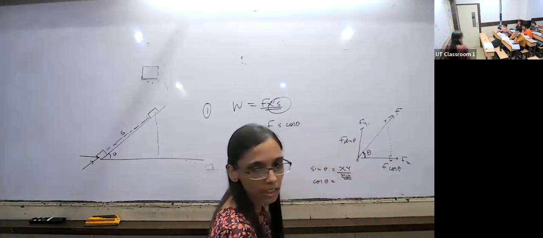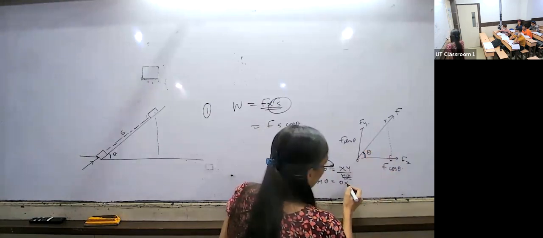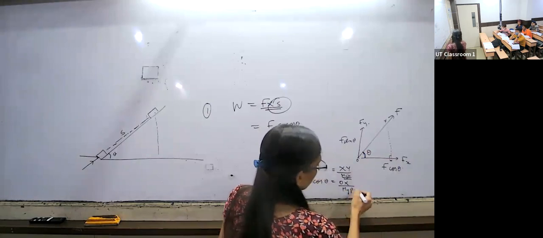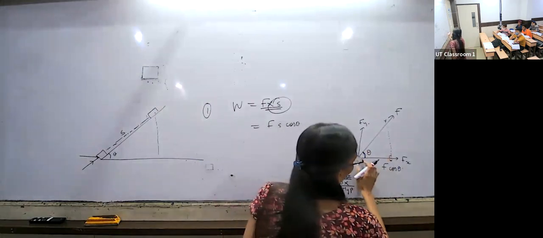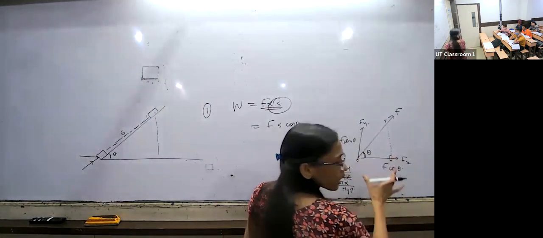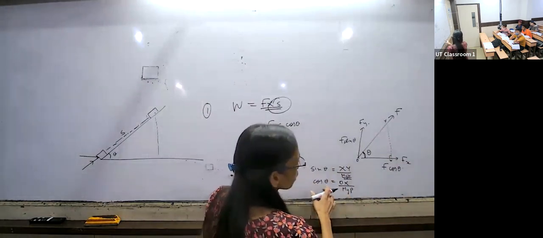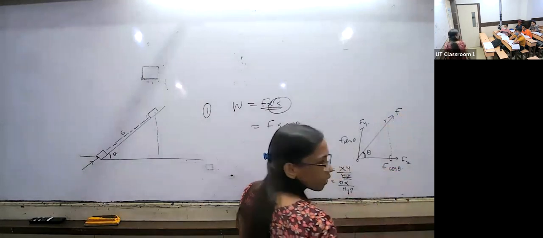Cos theta kya ho jata aapka? Cos theta hota hai, the adjacent term OX upon OY. Alright. Now, I told you ye jo fx ki arm hai, that is nothing but ox wali arm. So ox kya ho jayega? Hypotenuse into cos theta. What is the hypotenuse? F component, so it is f cos theta.